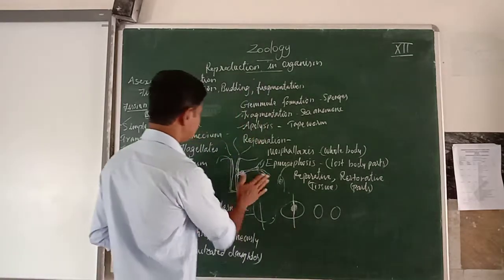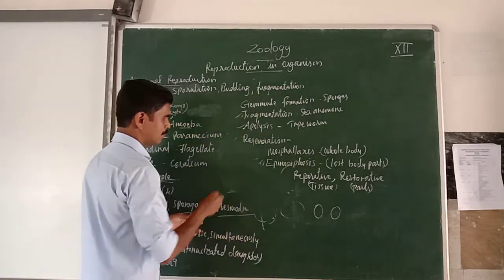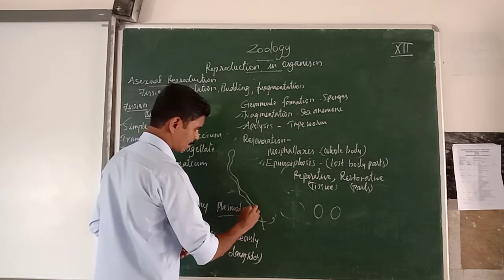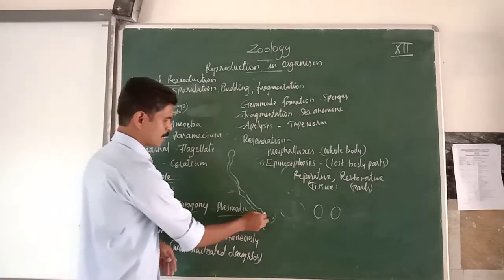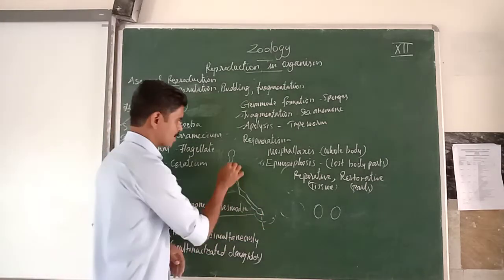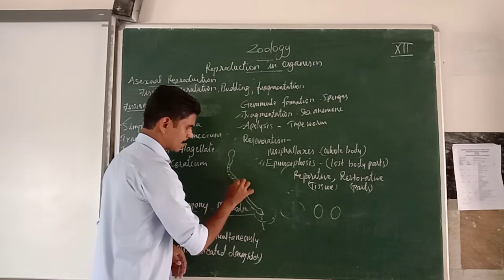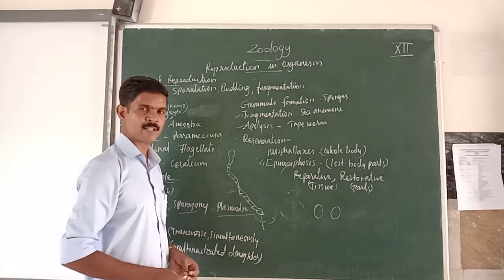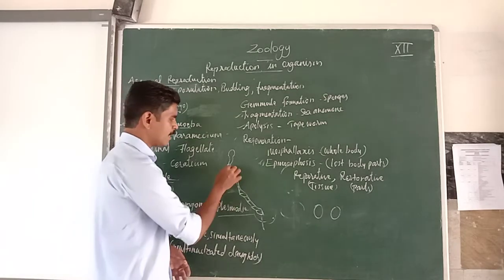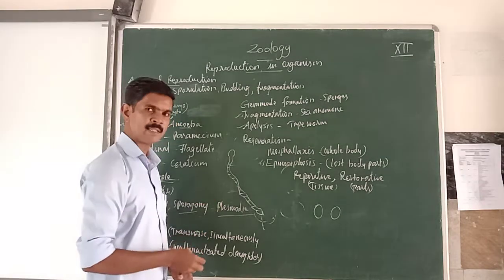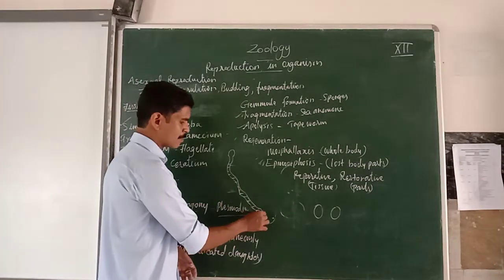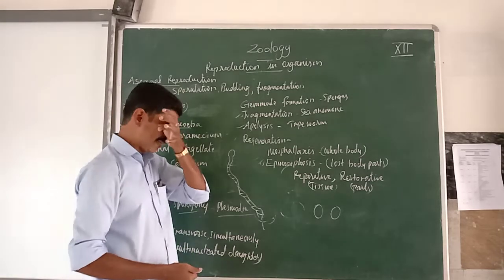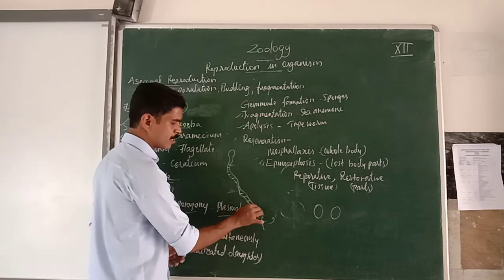So just imagine the structure of the tapeworm. The body is divided into many small segments, not fragments, many small segments. These segments are called proglottids. The young proglottids are present near the anterior region, and the mature proglottids are present in the tail region, the posterior region. And maximum eggs are present in these mature proglottids.